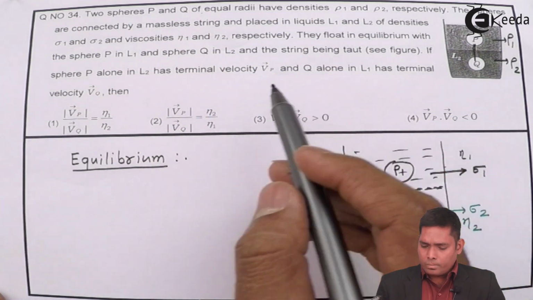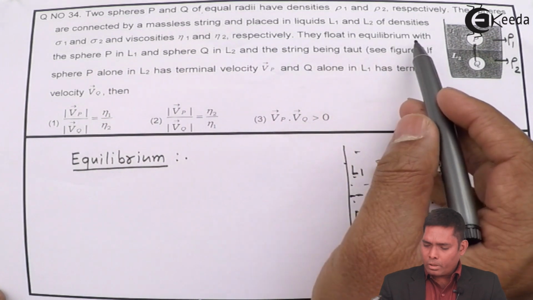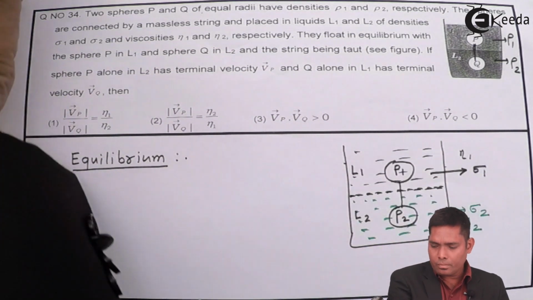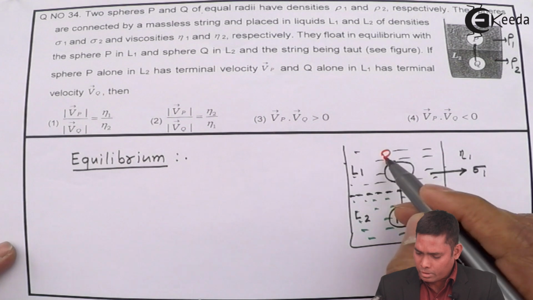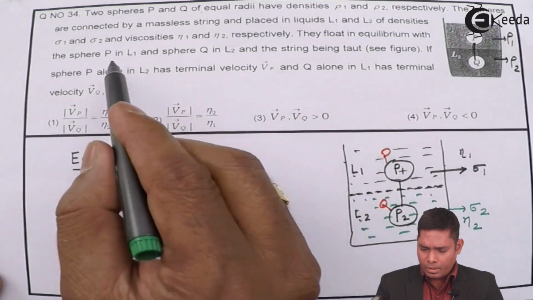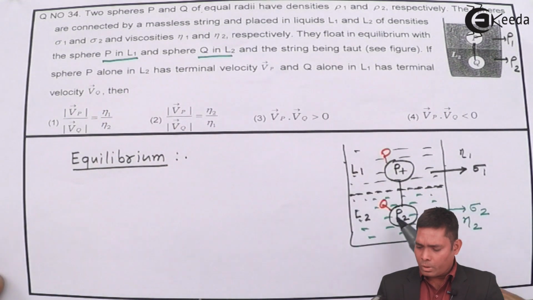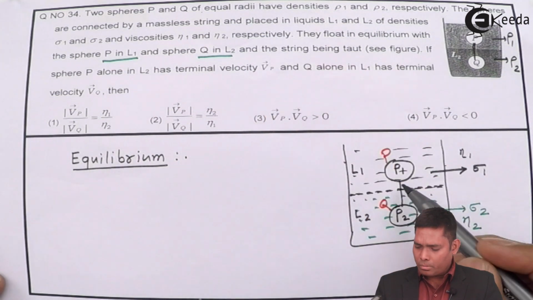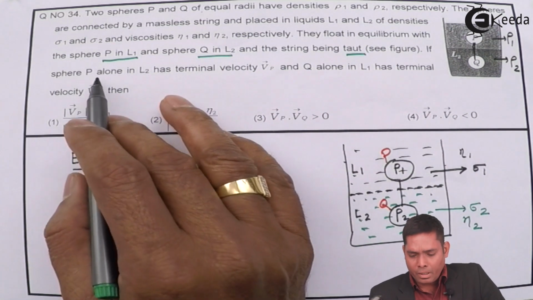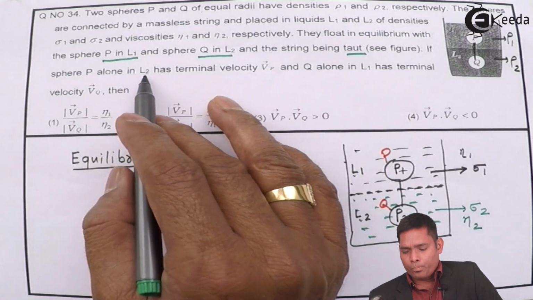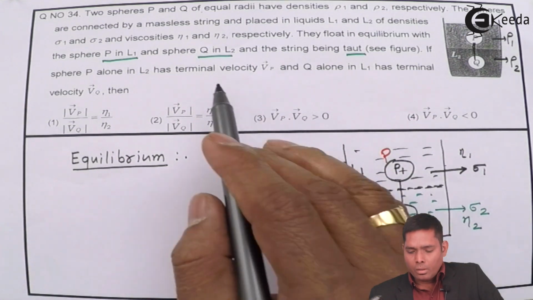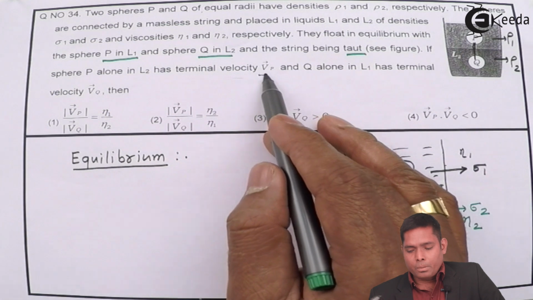Now, they float in equilibrium with the sphere P in L1. This is the sphere P and this is the sphere Q. P is in liquid L1 and Q is in liquid L2, and the string is taut, because the string being taut means there will be tension in the string. If the sphere P alone is in L2, that means if you dip this sphere only in a liquid filled with L2, it has terminal velocity Vp.